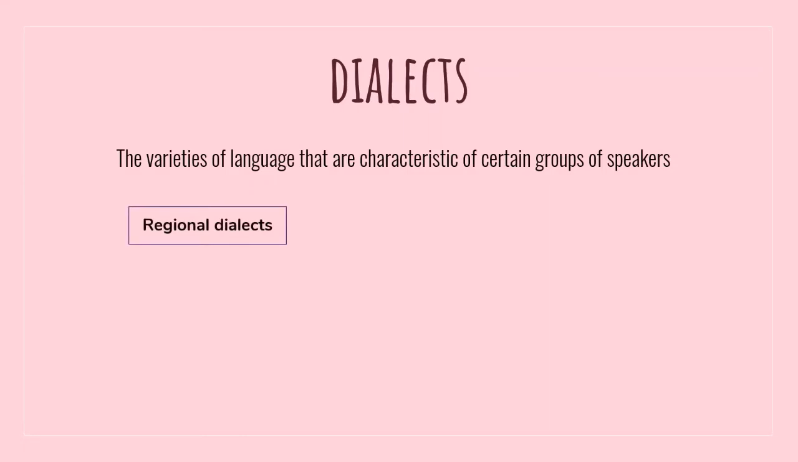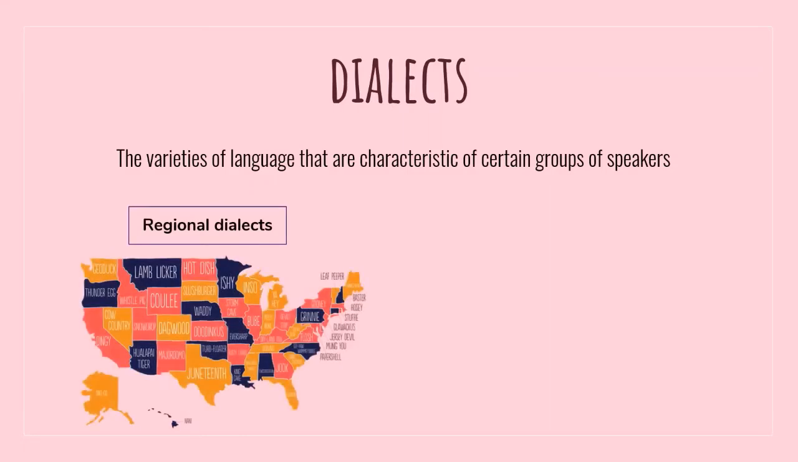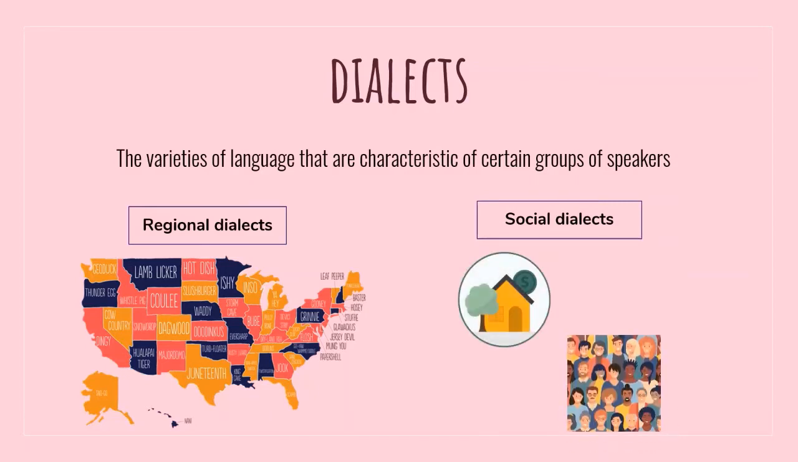There are two types: the regional dialects, which depend upon the geography. For example, we don't talk the same as the people who live in the north or the south of the country. And the social dialects, which depend upon the socioeconomic class, the ethnicity, the gender, the age, and other factors of the speakers.